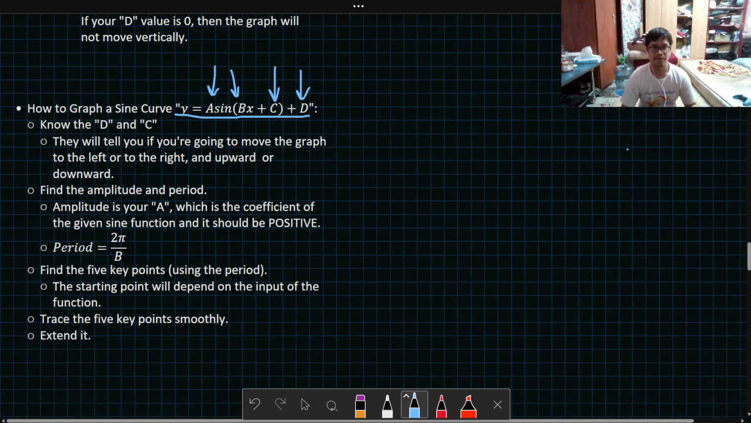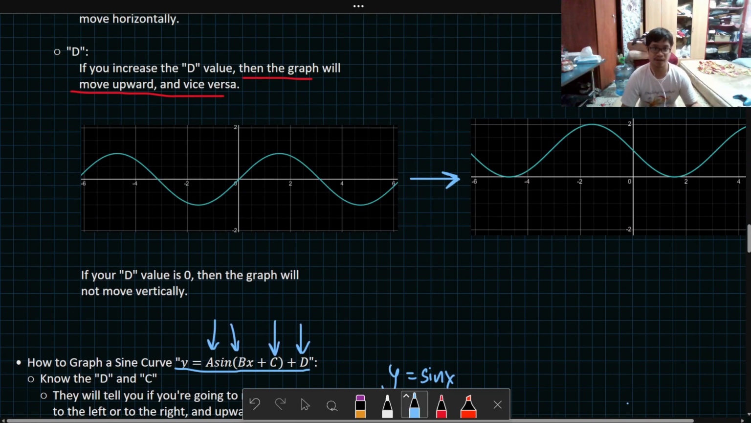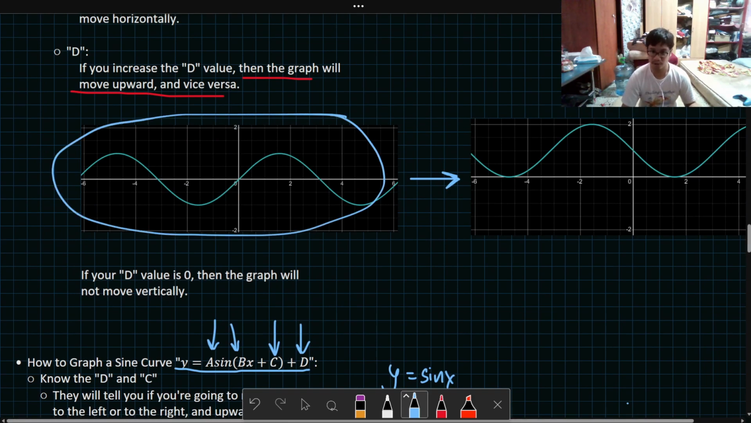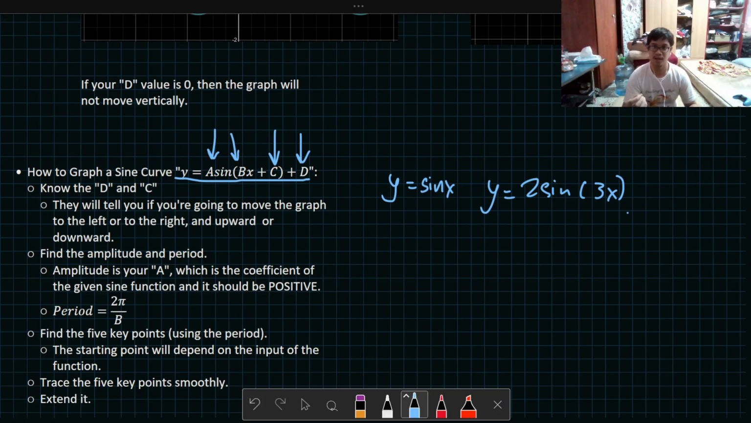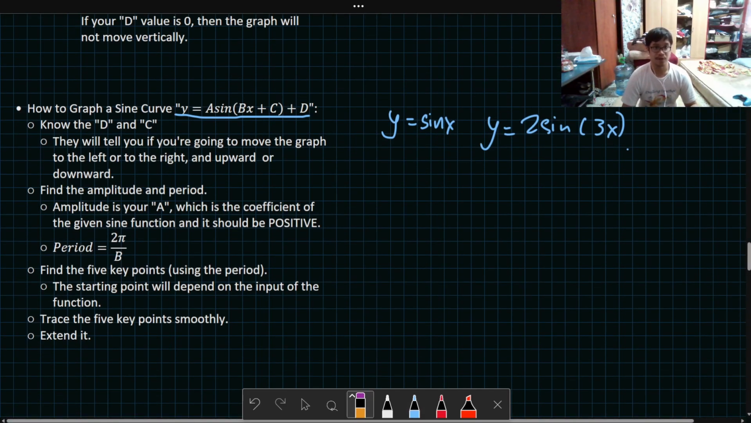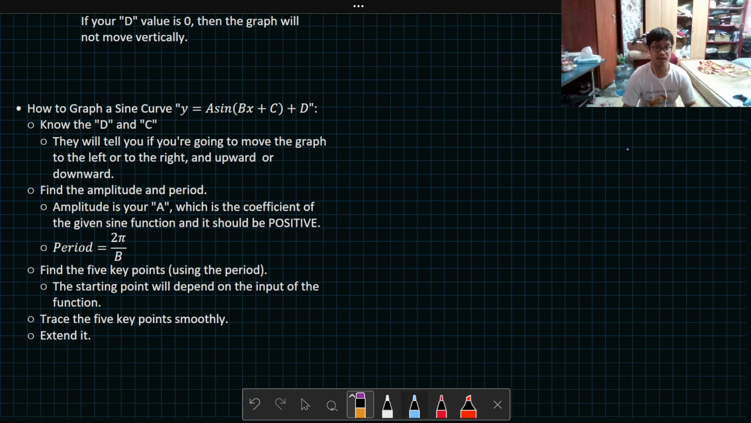Like if we have the graph of a sine function in which the original function is sine x, the graph would look like this, as I explained to you. But if I put a number here, like 2 sine of 3x, what would be the graph of it? So there could be changes. So be familiar with that. So what's the first step? The first step here is that you need to know the D and C.